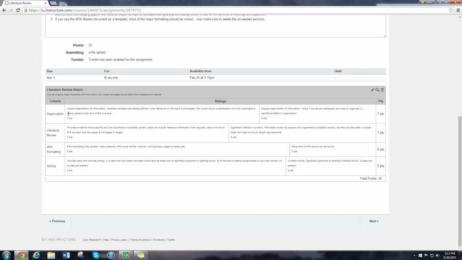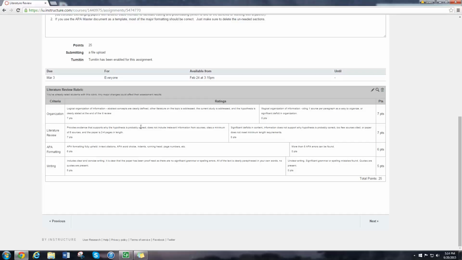So the first criteria is organization. So you have logically organized your information. You discuss your abstract concepts and you clearly define them. You discuss literature on the topic that has been done already, and you discuss the current study quite clearly. And then finally, your hypothesis is clearly stated at the end. So you might do all of that perfect and you'll get 7 points on your organization.